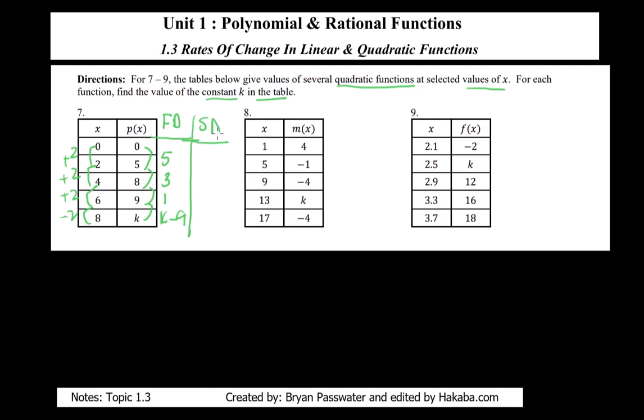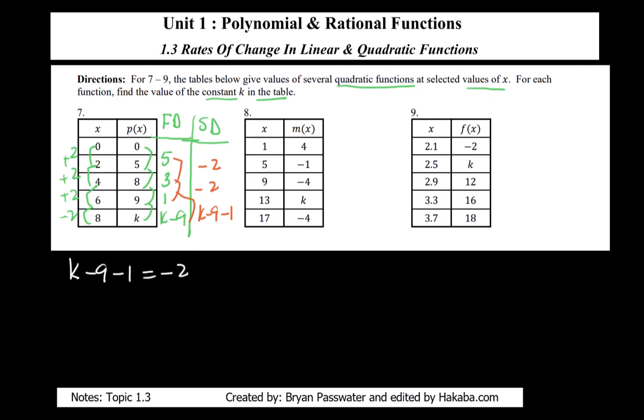Now the second difference. 3 minus 5 is negative 2. 1 minus 3 is negative 2. Since we know this is a quadratic function, the second difference must be the same. So what we have is k minus 9 minus 1. To find the k value, we will set k minus 9 minus 1 equal to negative 2.